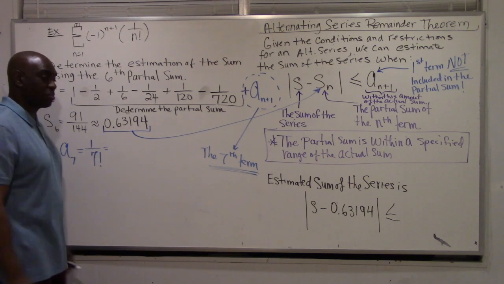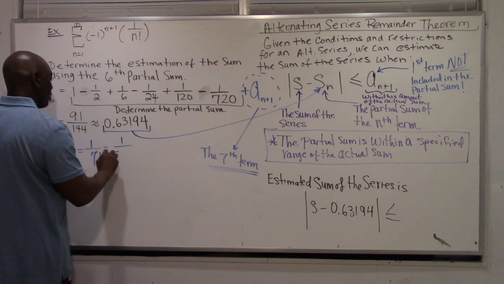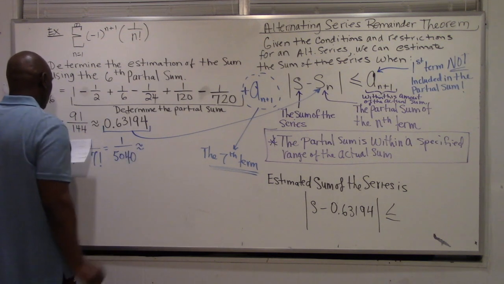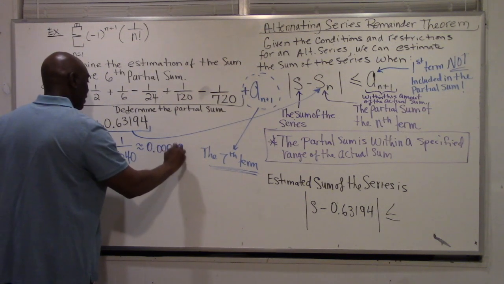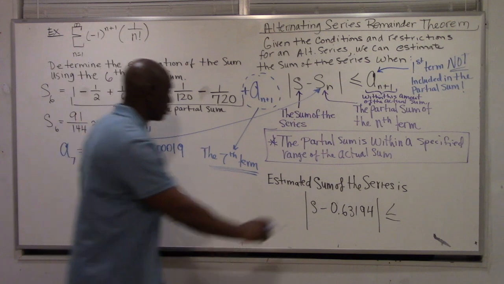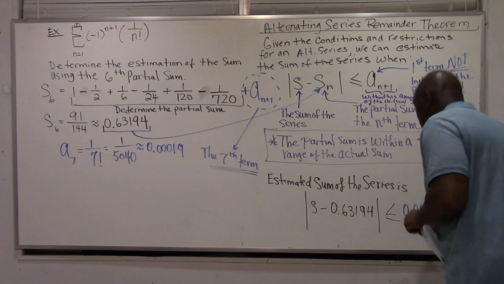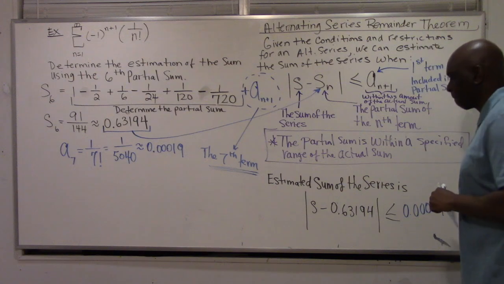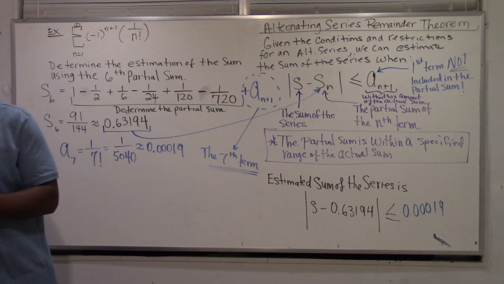which is, I have it written down, all right? 1 over 5040, which is equivalent to 0.00019. All right, and that's what goes right here. 0.00019. That's not bad. That's pretty good.